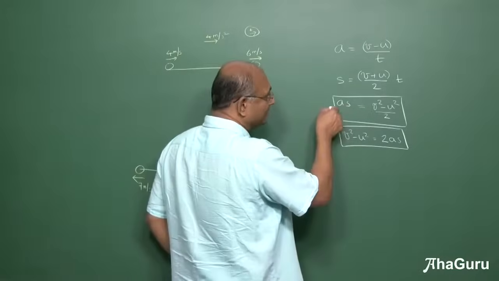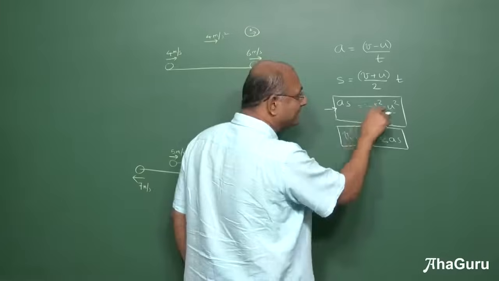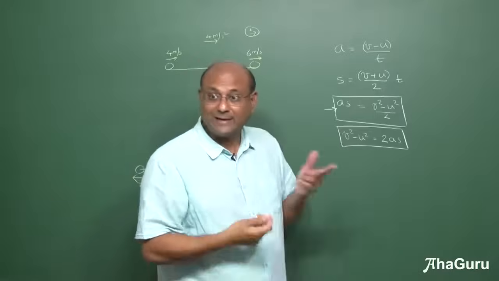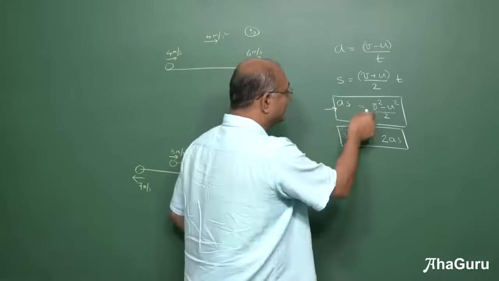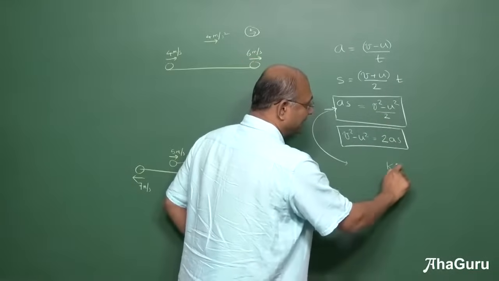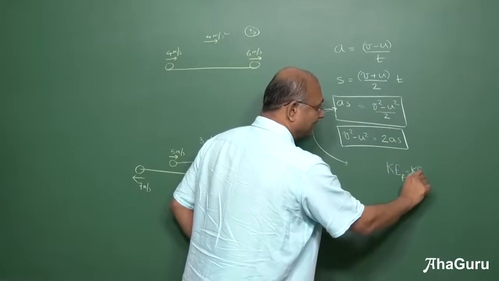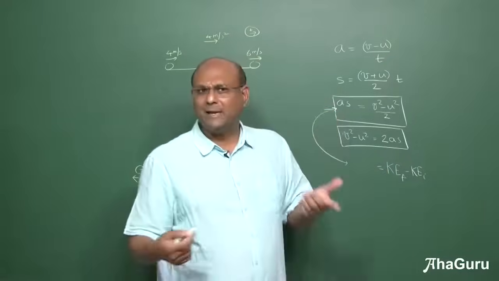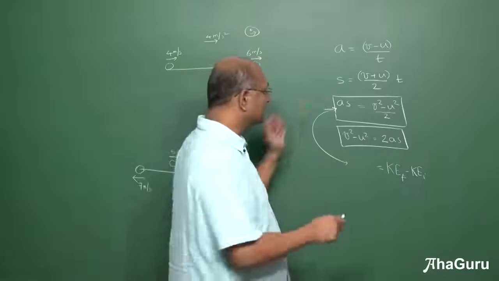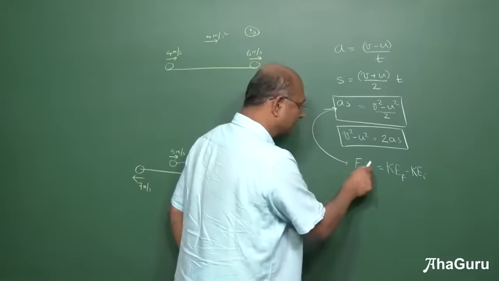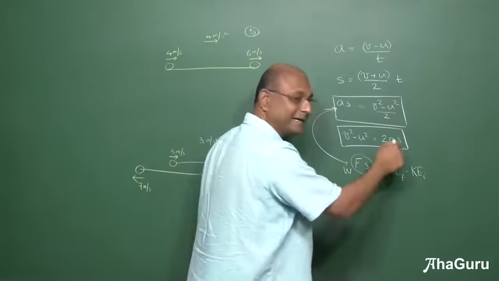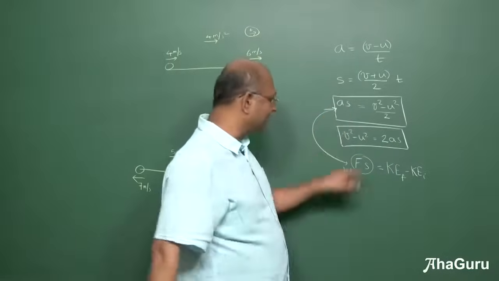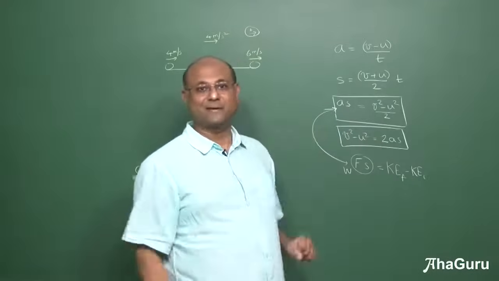Why did I say that this was useful and important? Because if I multiply this by m, what is this? mv square by 2. What is half mv square? Kinetic energy. So if I multiply by m, this actually says kinetic energy final minus kinetic energy initial, and I'll get ma into s. What is ma? Force. So this is force into displacement. So this turns out to be work. So work is change in kinetic energy. That is actually the same as this statement. The reason we learned this statement is because this is actually an energy statement.